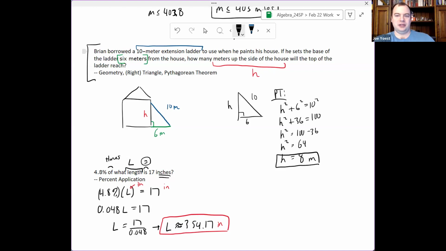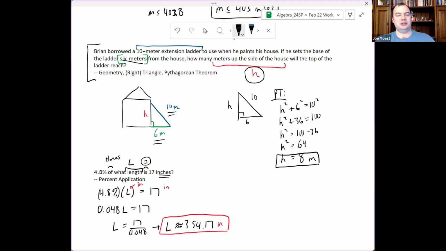And we see we have a 10-meter extension ladder. The ladder is going to be leaned against the house. The base of the ladder is going to be 6 meters away from the house. The ladder is 10 meters long. And we want to know how many meters up the side of the house the top of the ladder will reach. We'll call that H for height.